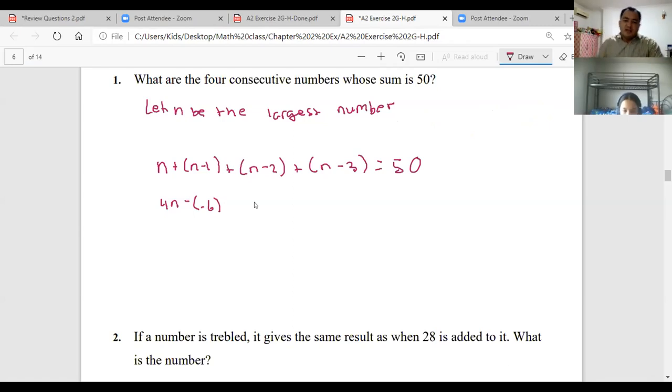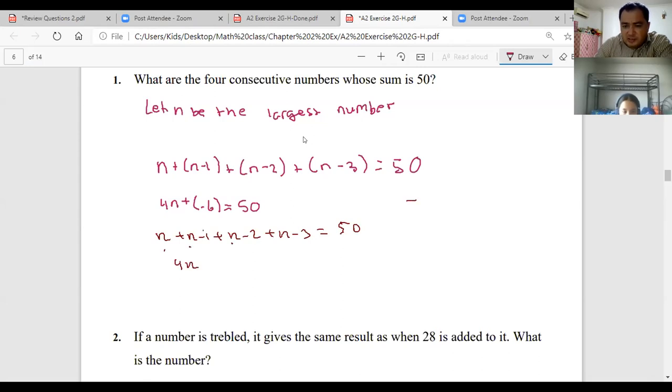Plus, we are adding. Actually, Shahina, what you have to do here is, first you need to remove the brackets. So here we have N, in front of the bracket is plus, so it is plus N minus 1. In front of this one is plus, so nothing changes. N minus 2 plus N minus 3 equals 50. Now n plus n plus n plus n is 4n. Negative 1 plus negative 2 plus negative 3 is like minus 1, minus 2, minus 3.